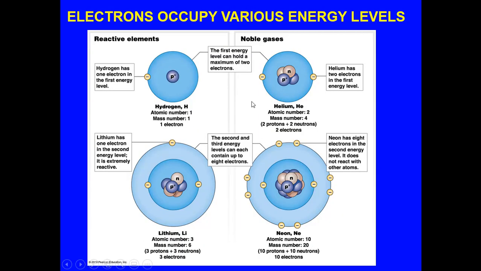Now, we have to understand a couple of other properties here. Electrons will occupy various energy levels. In the first electron level, you can only put the maximum of 2 electrons here. So hydrogen has 1, and if there's a second one here, such as with helium, you have 2 protons, 2 electrons. This means that you can't add any electrons, nor will they be able to pull them away.